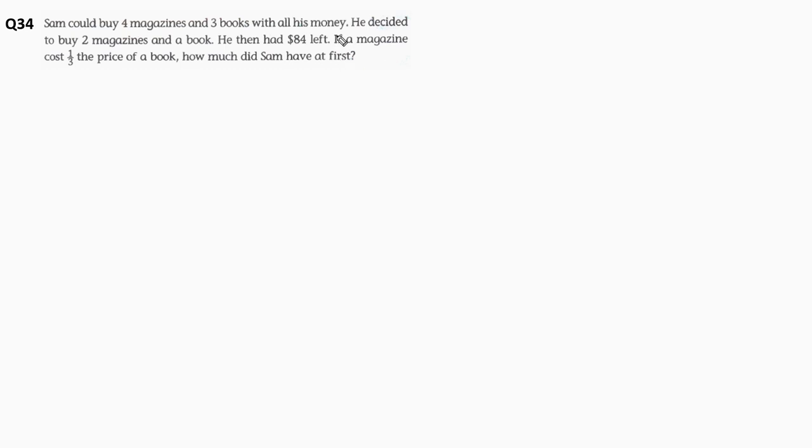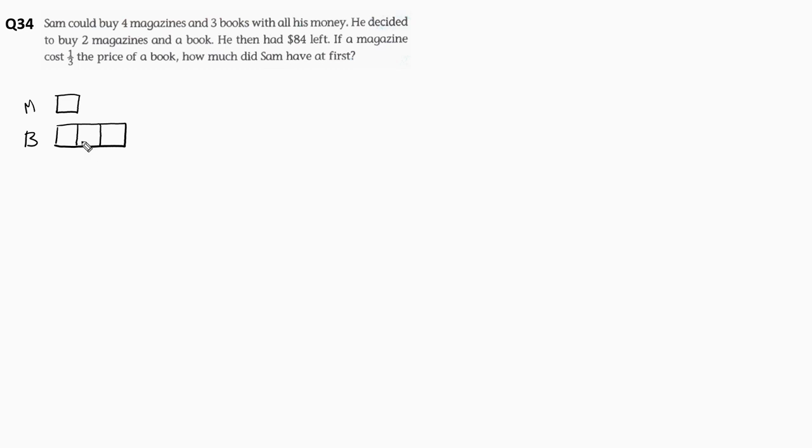Okay, well, I think this is where we start looking at, if a magazine costs a third the price of a book. Okay, so we've got magazines. I'm just actually going to do a little key here. Magazines and books. Okay, a third the price of a book. That means if we have a book, we're going to divide that into 3 equal size portions. Each of these is 1/3 of a book, and a magazine costs 1/3 the price of a book.